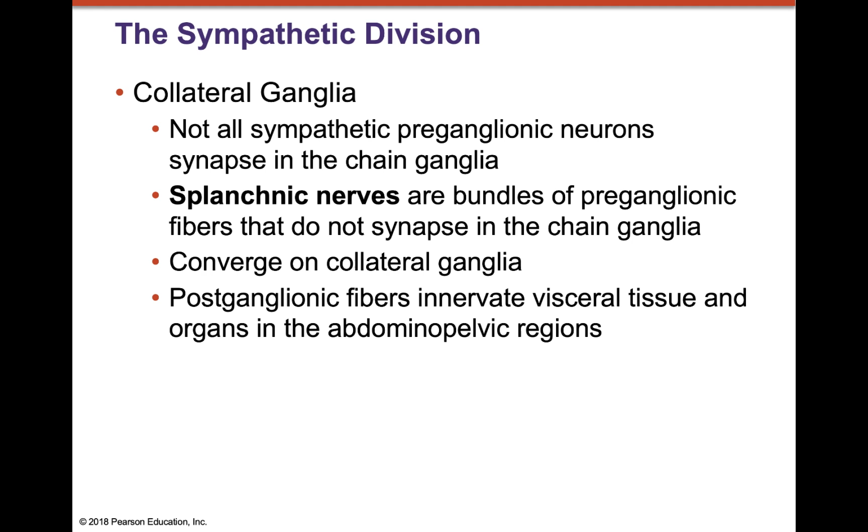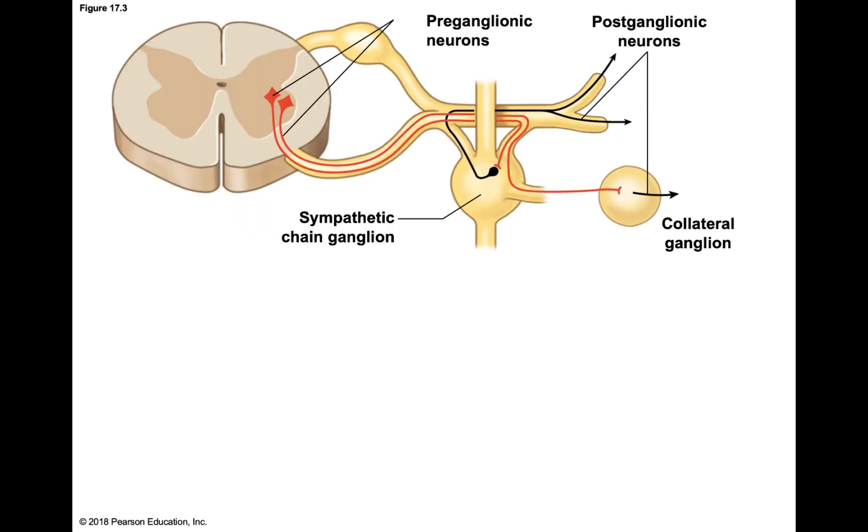There are some that are going to collateral ganglion. And then there are bundles, which are going to be innervating most of the viscera in the abdominal pelvic region, so the digestive organs there. And then there is something called splanchnic nerves, and these are the bundles of preganglion fibers that do not synapse in this chain ganglion, and they converge onto collateral ganglion. So let's take a look at that.